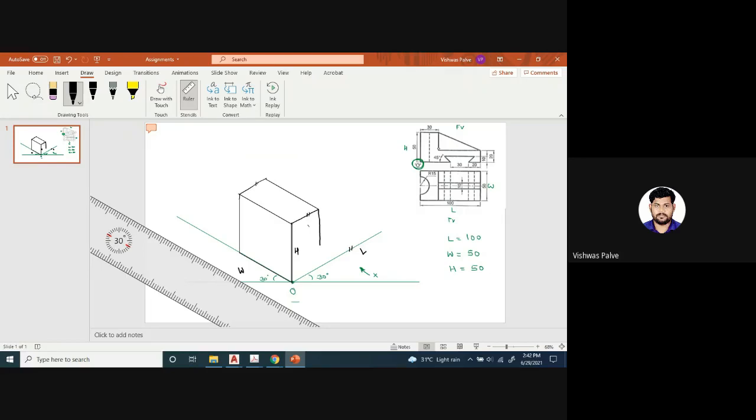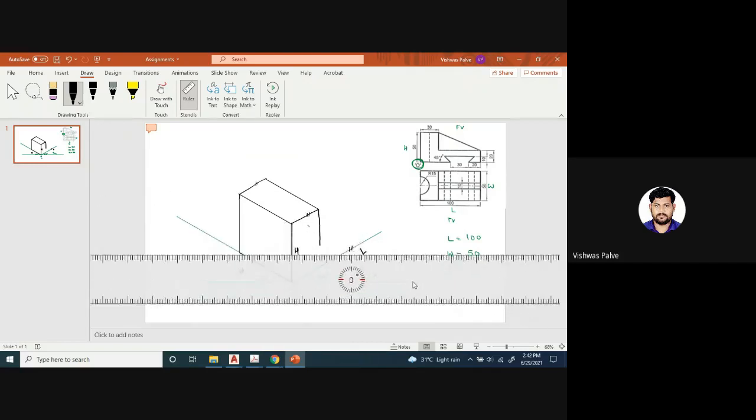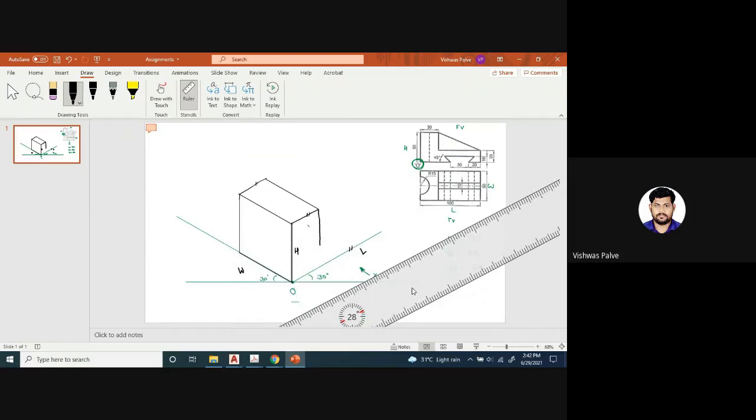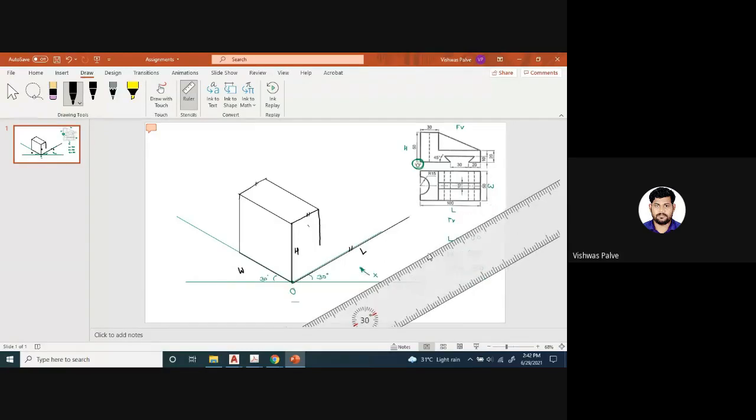Then after that, you have to draw an inclined line, 100 millimeter, 30-degree incline, whose inclination will be again 30 degree, but parallel to the right isoplane. So I will set my scale at 30-degree incline, and I will draw a 100 millimeter line from this point. Okay, so this is that point.